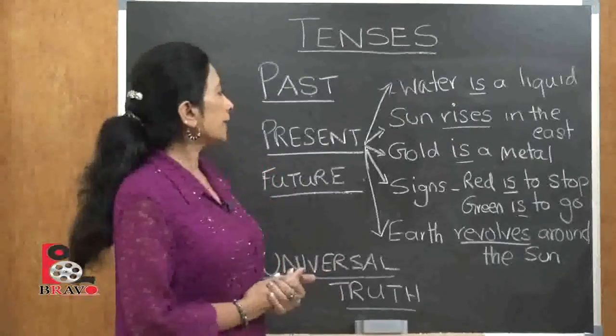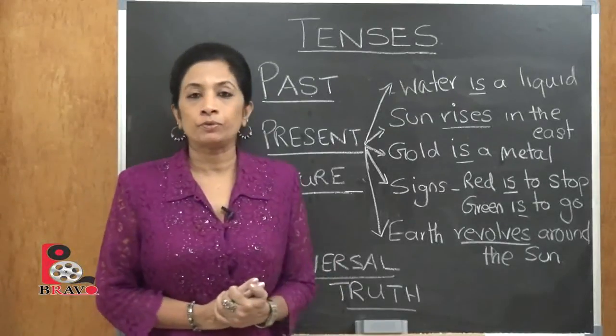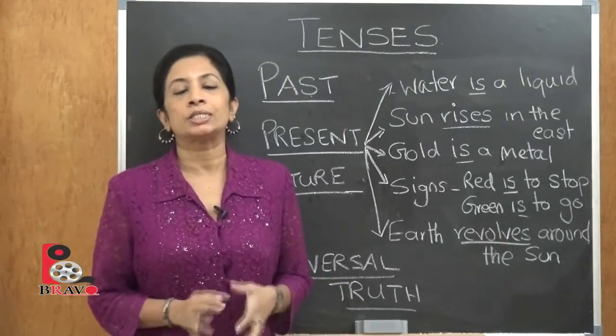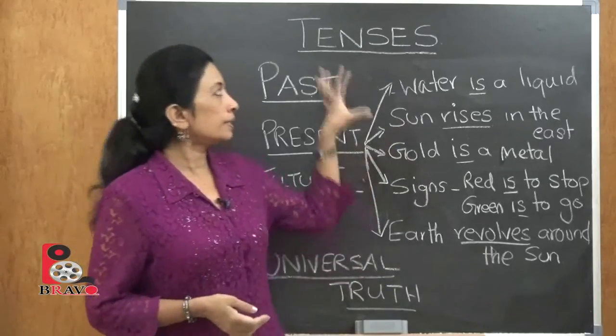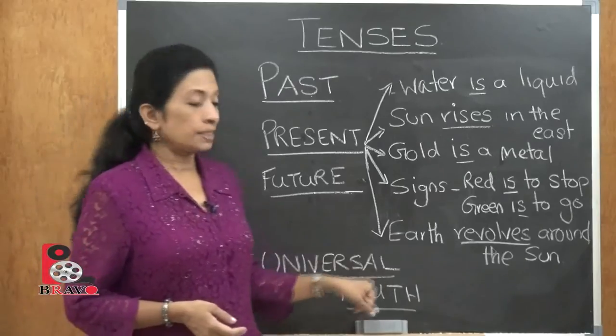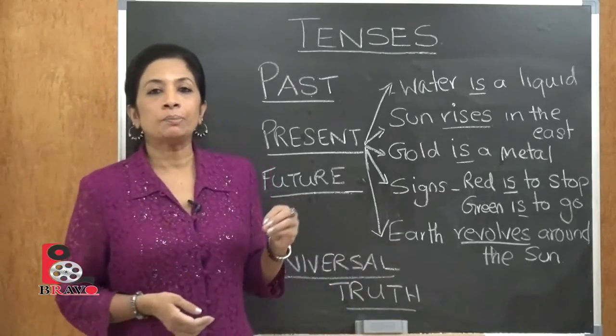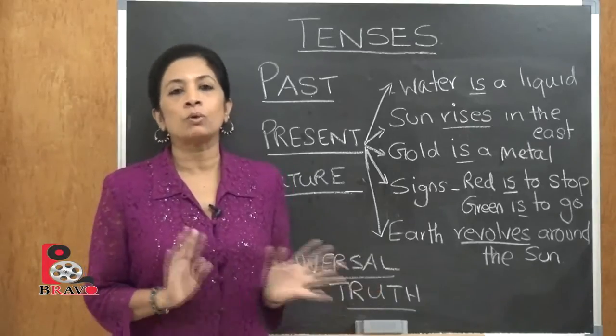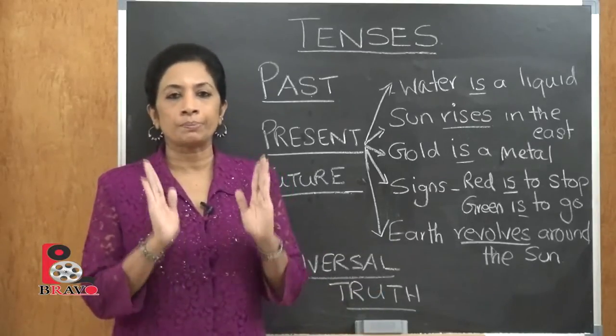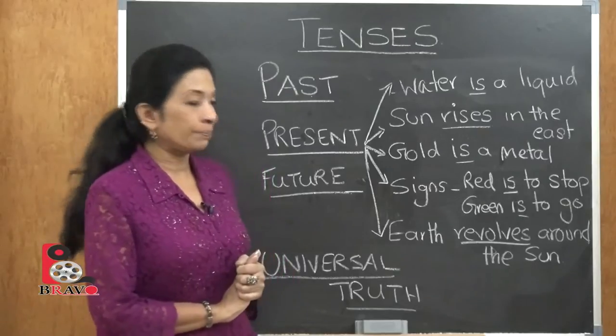Okay, so when we looked at past, present and future tense and how sentences change according to the tense, there is something under this topic called universal truth. It means some things will never change into a past tense or a future tense. It's always the present. So I'll give you some examples of what that means.